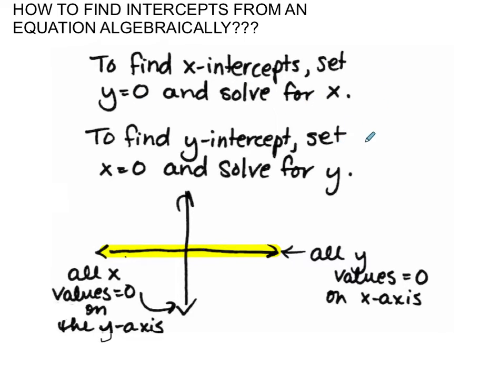To find the y-intercept, we set x equal to 0 and we solve for y. That is because when I look at my y-axis, every point that is on the y-axis has an x value that is 0. So therefore, if I make x equal 0 and I solve for y, I have found the y-intercept.